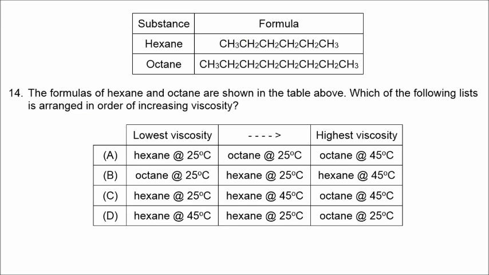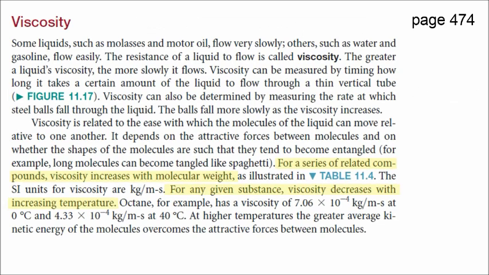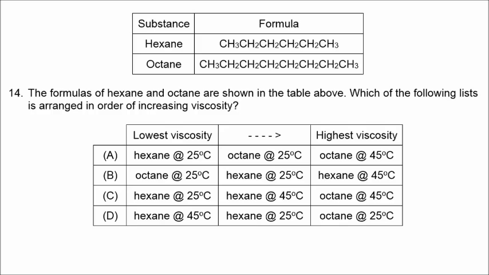All right, next one, number 14, we have hexane and octane. We know that octane is a little bit longer and therefore would have stronger intermolecular forces than hexane. So octane should be more viscous than hexane. Viscosity generally tends to increase with molecular size or molecular weight. And it says that viscosity decreases with increasing temperature. So a warmer liquid would be less viscous than a colder liquid. So we know that octane is more viscous than hexane. So A looks like it's good so far based on that comparison.